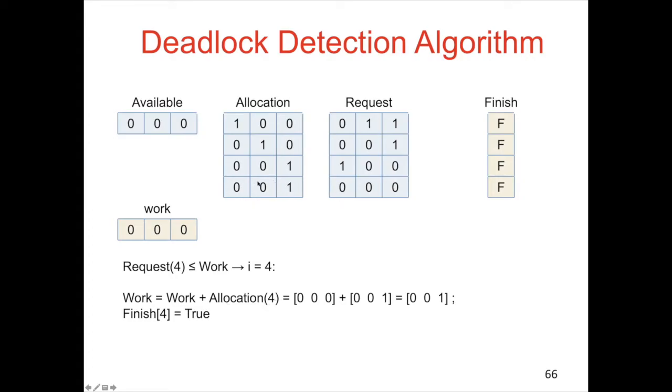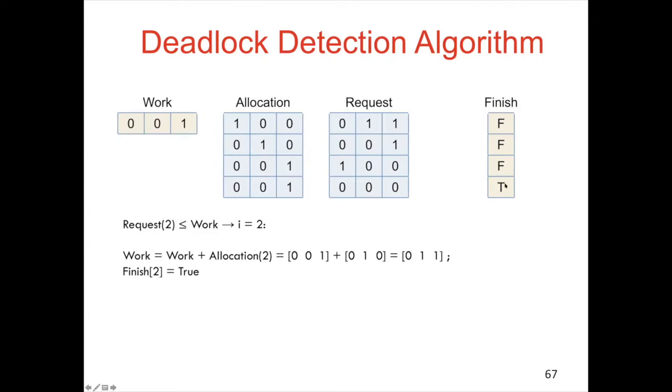Allocation 4 is this value. This is added to work. So work will become 0, 0, 1. And we are going to set the value of finish for process 4 to true. Then we will have true here. And work is 0, 0, 1. And this was the allocation and request.